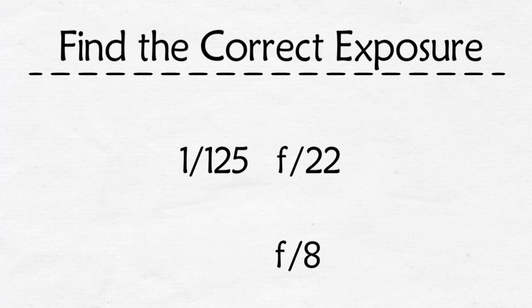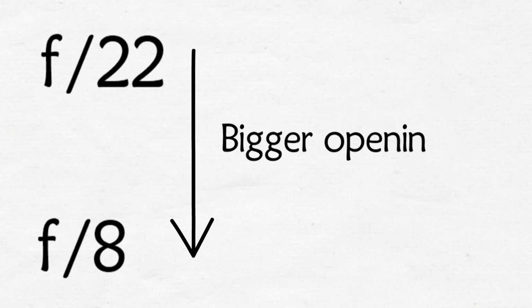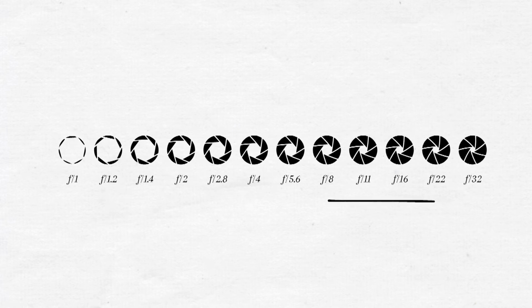The answer will be 1 by 1000. Now, how do I get to 1 by 1000? Right. Now, f22 to 8. Now, 8 is definitely a bigger opening than 22, right? By how many stops? Let's see, from 22 you have 16, then you have 11, and then you have 8. 3 stops. So, I am allowing 3 stops more amount of light to the aperture.